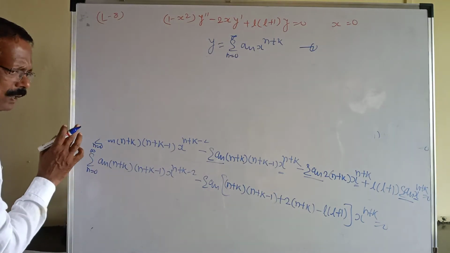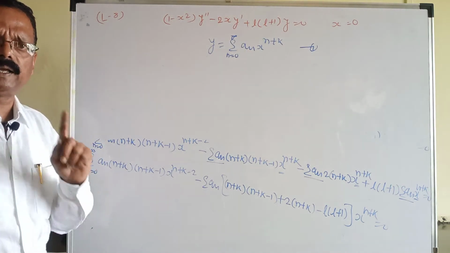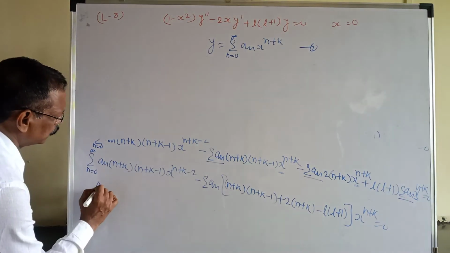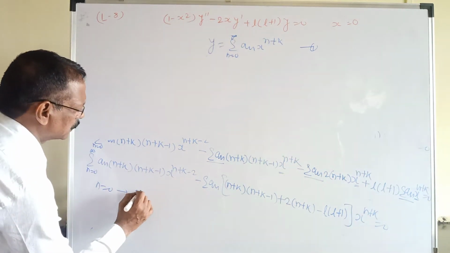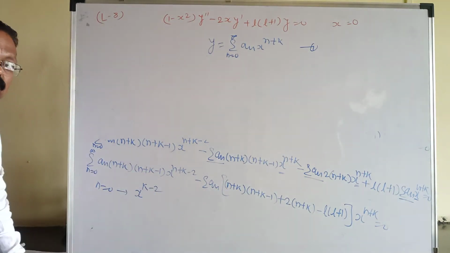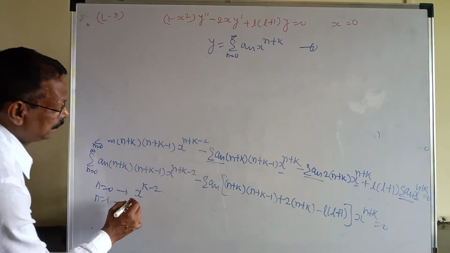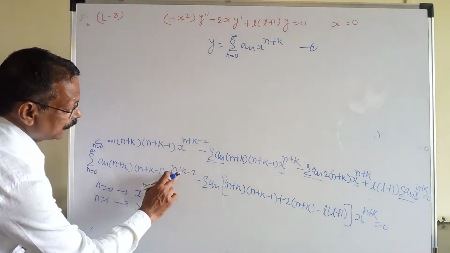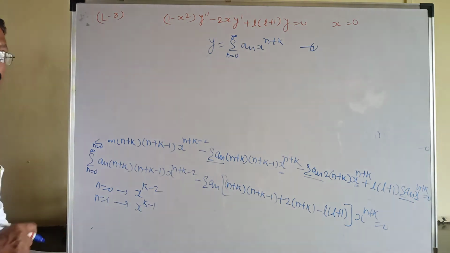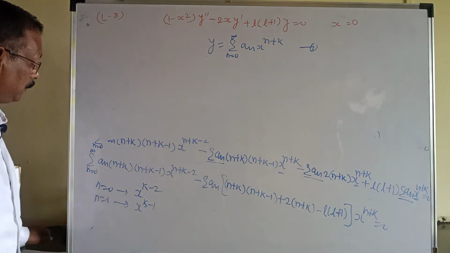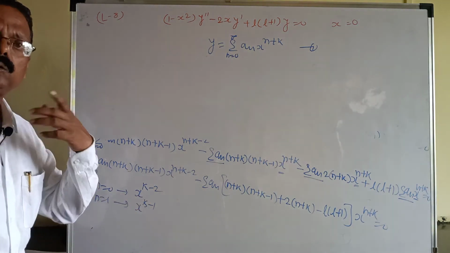Here we require the lowest power of x, by substituting n equal to 0 and n equal to 1. By substituting n equal to 0, the lowest power of x is x raised to k minus 2. And if n is equal to 1, the lowest power of x is x raised to 1 plus k minus 2, which is k minus 1. These are the lowest powers of x. And which are these terms?